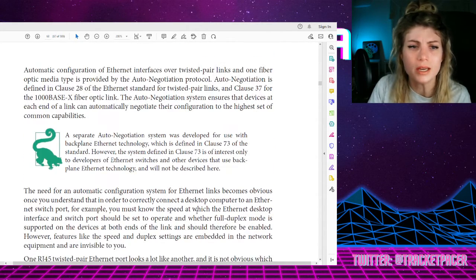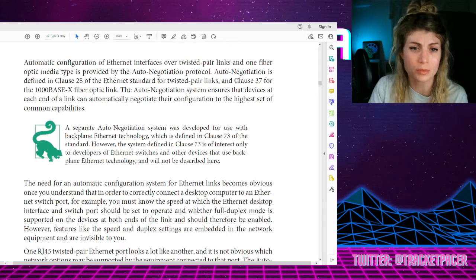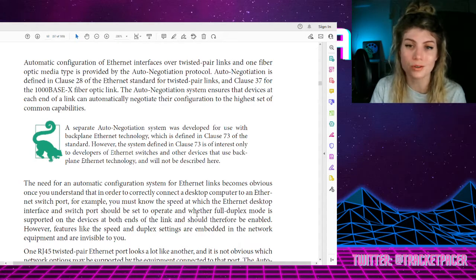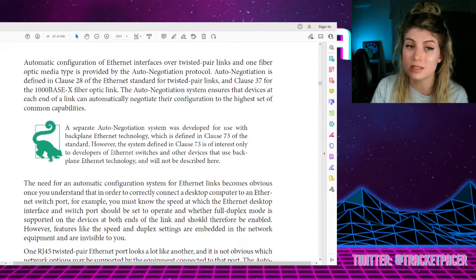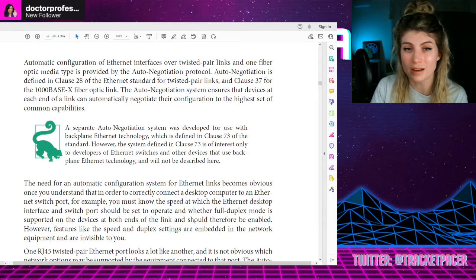Auto negotiation. Automatic configuration of Ethernet interfaces over twisted pair links and one fiber optic media type is provided by the auto negotiation protocol. Auto negotiation is defined in Clause 28 of the Ethernet standard for twisted pair links and Clause 37 for 1000BASE-X fiber optic link. The auto negotiation system ensures that devices at each end of the link can automatically negotiate their configuration to the highest set of common capabilities.